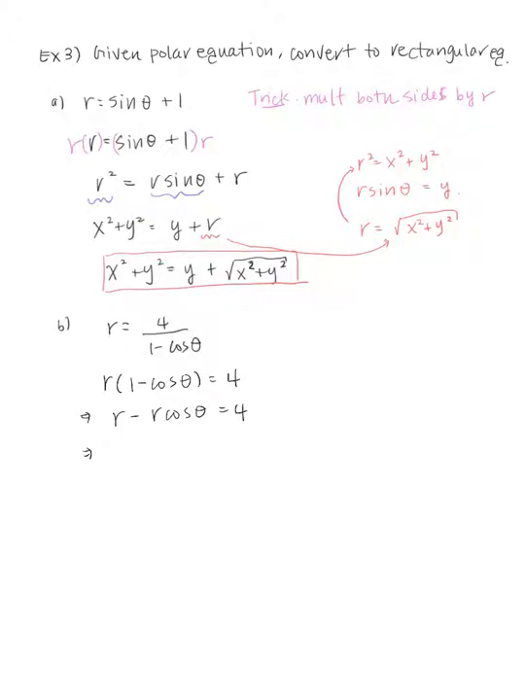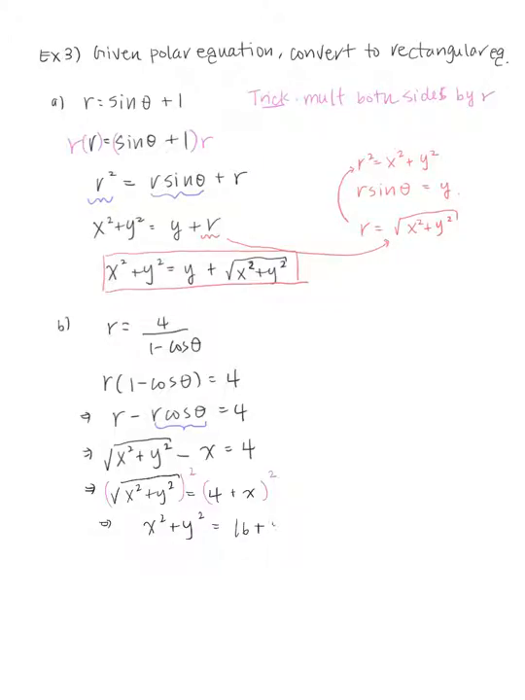Okay, so that implies that, distributing the r, we're going to have r minus r cosine equals 4. But r is the square root of x squared plus y squared, just like what we just did above. And then minus now r cosine of theta. This is just x. So now I think this is good enough, but your textbook would probably like to simplify further. So if I do that, then I'm going to have 4 plus x by adding x on both sides. Now, if I square this, what we're going to get is x squared plus y squared equals 16 plus 8x plus x squared.